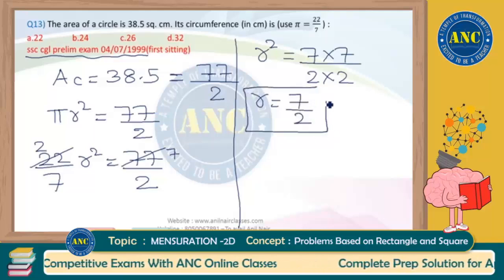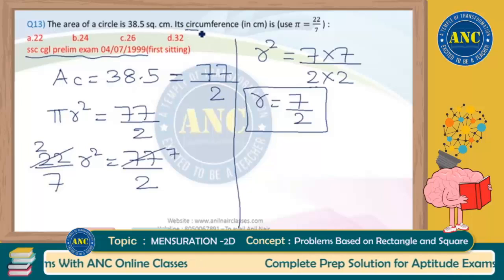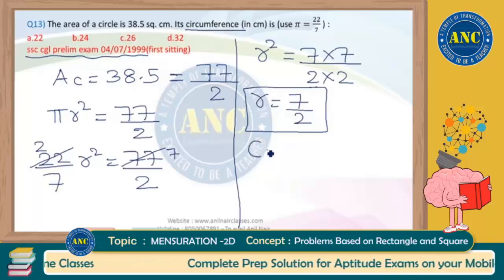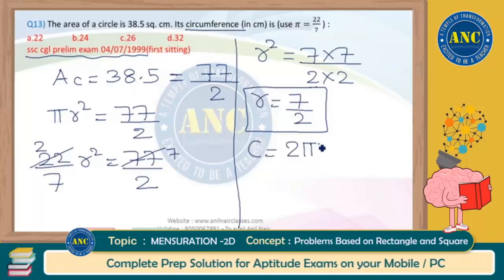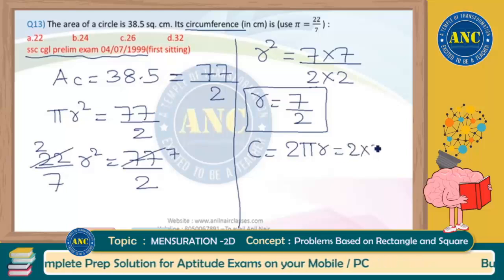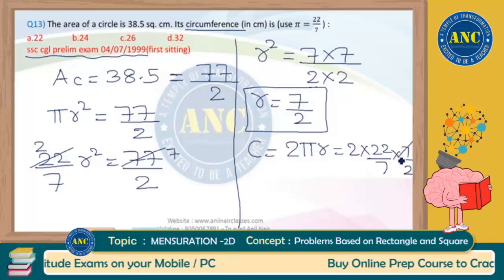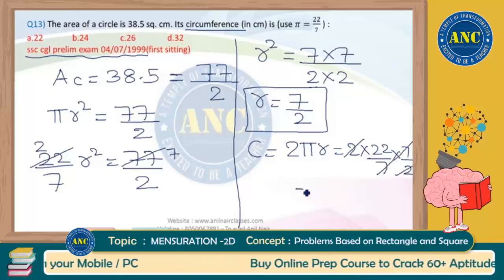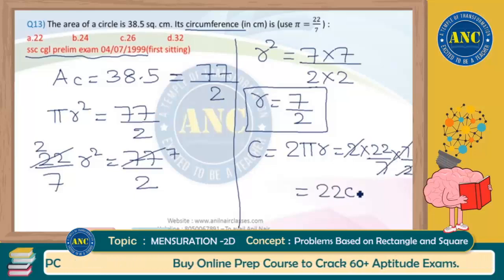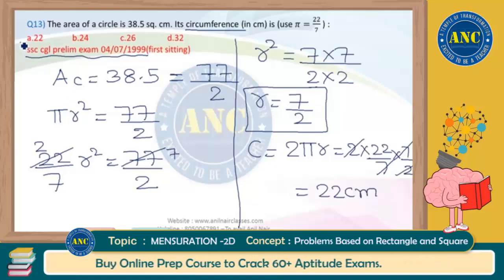I got the value of r, but I need the circumference. Circumference of the circle is 2 pi r. This is 2 into 22 by 7 into r, which is 7 by 2. 7 cancels, 2 cancels. Circumference is 22 centimeters, which is nothing but option A.